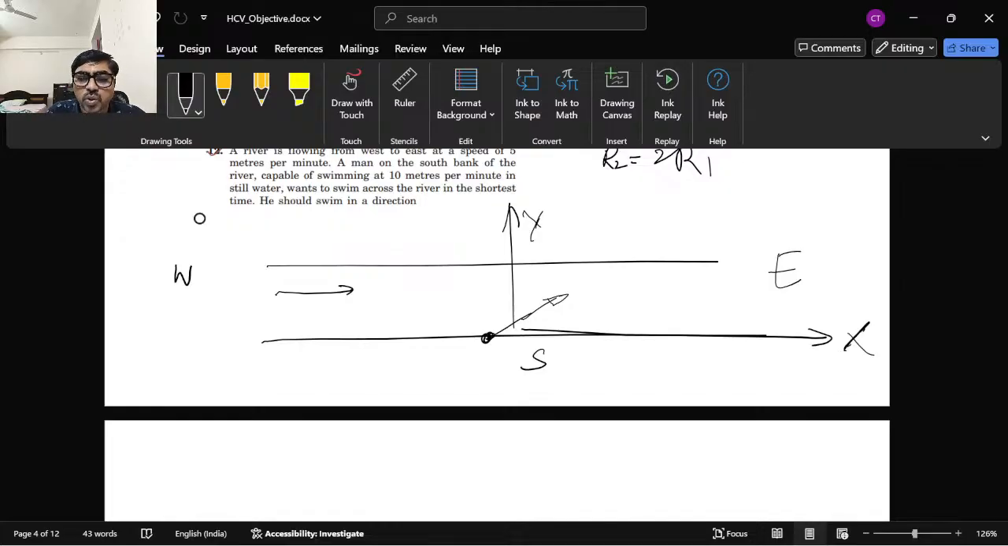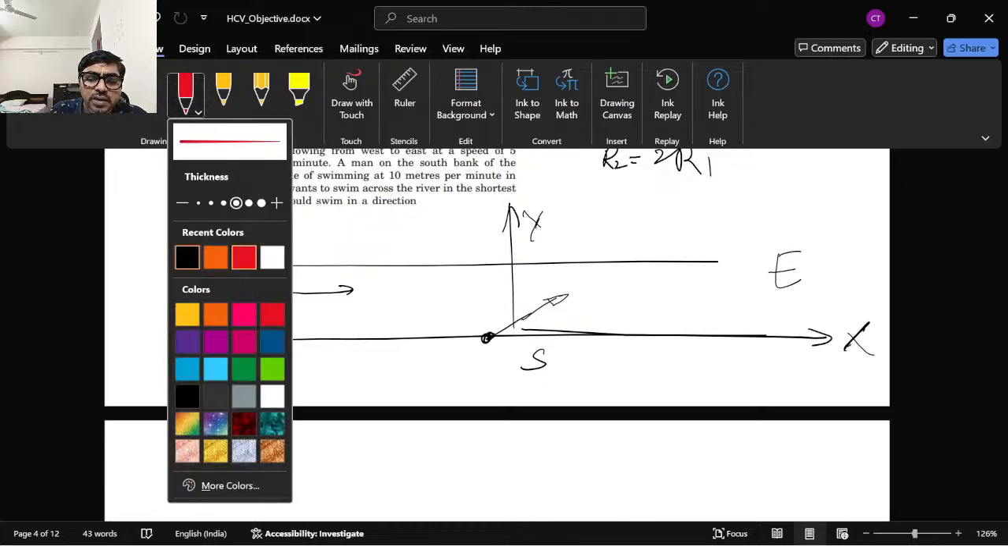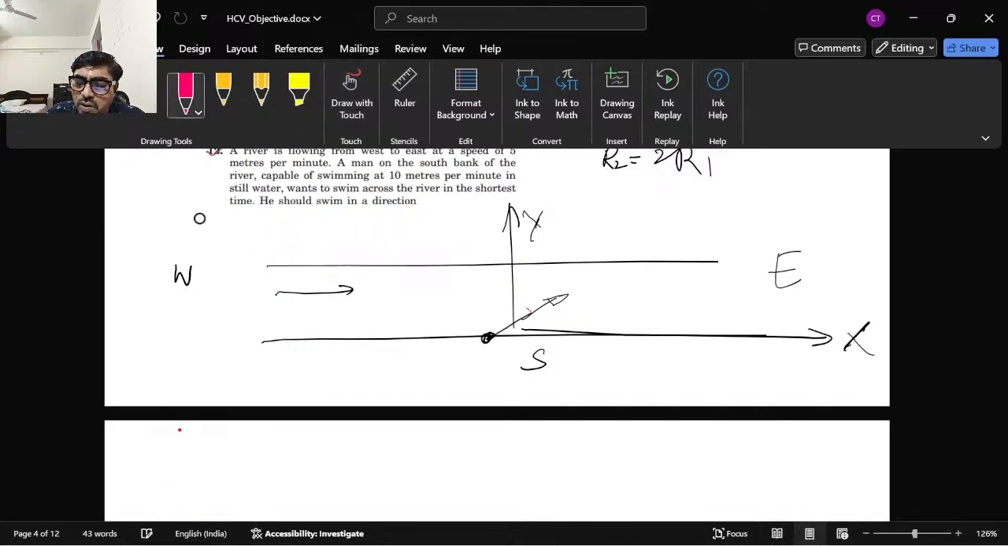So when he is orienting himself like this, let's say he kept his hand like this. This is the body, hands, legs and all. So he is giving velocity like this. This is the swimming velocity. Let's call it V naught. You resolve it into components. You have Vx, and then you have Vy like this.